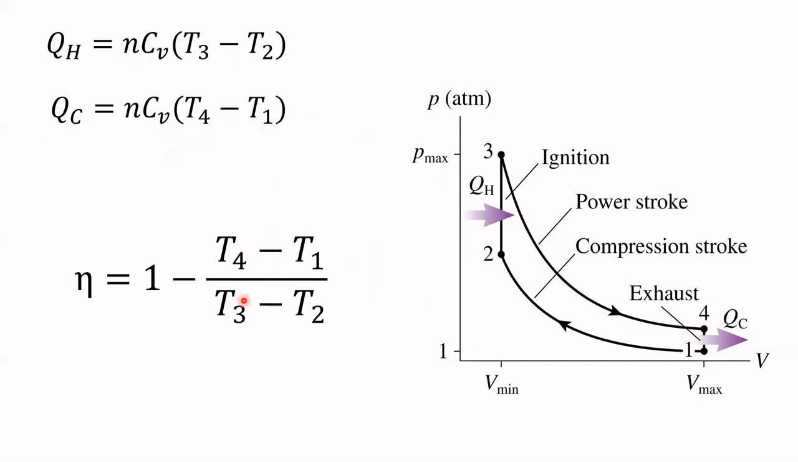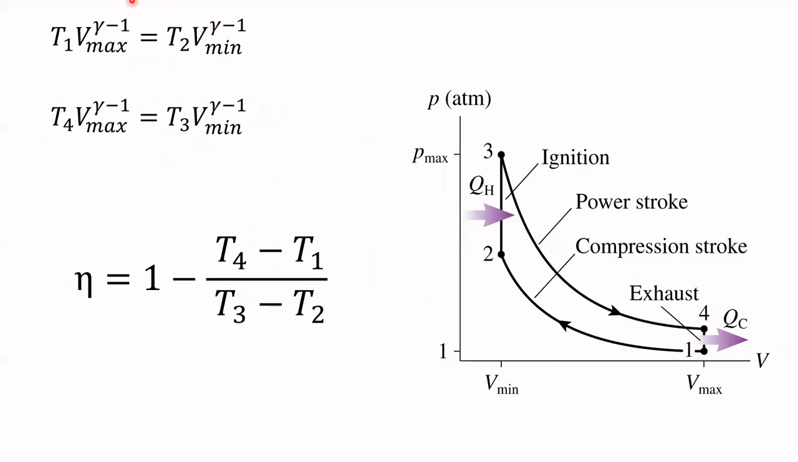We can express the efficiency in terms of just one number, it turns out. So let's go back and invoke this relation, which is applicable to an adiabatic process. Let's look first at the compression stroke relating states 1 and 2. That's this equation here. Remember, for T and V, it's gamma minus 1. And same thing for the top.